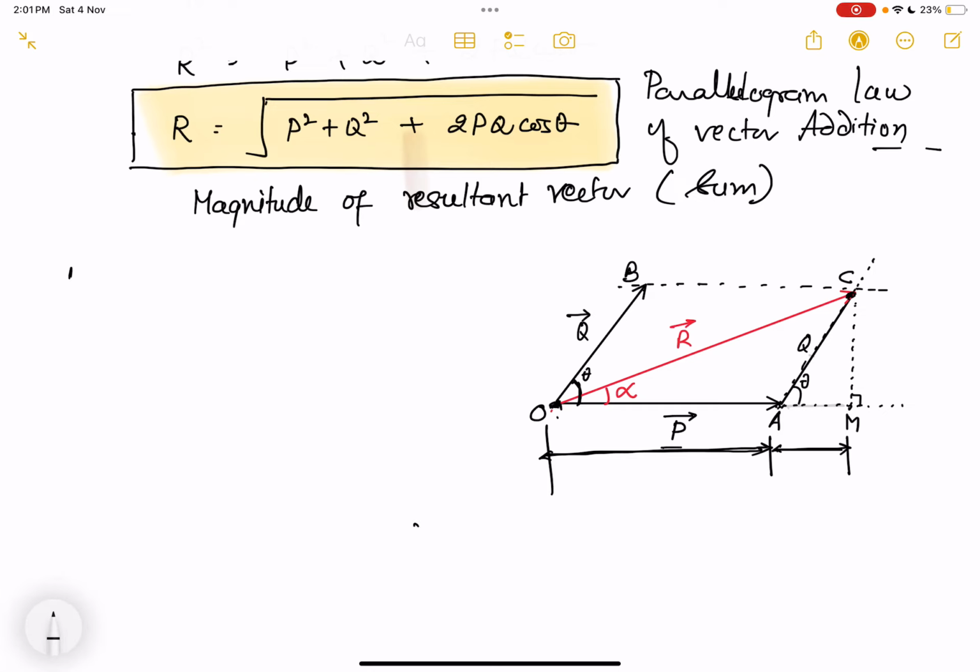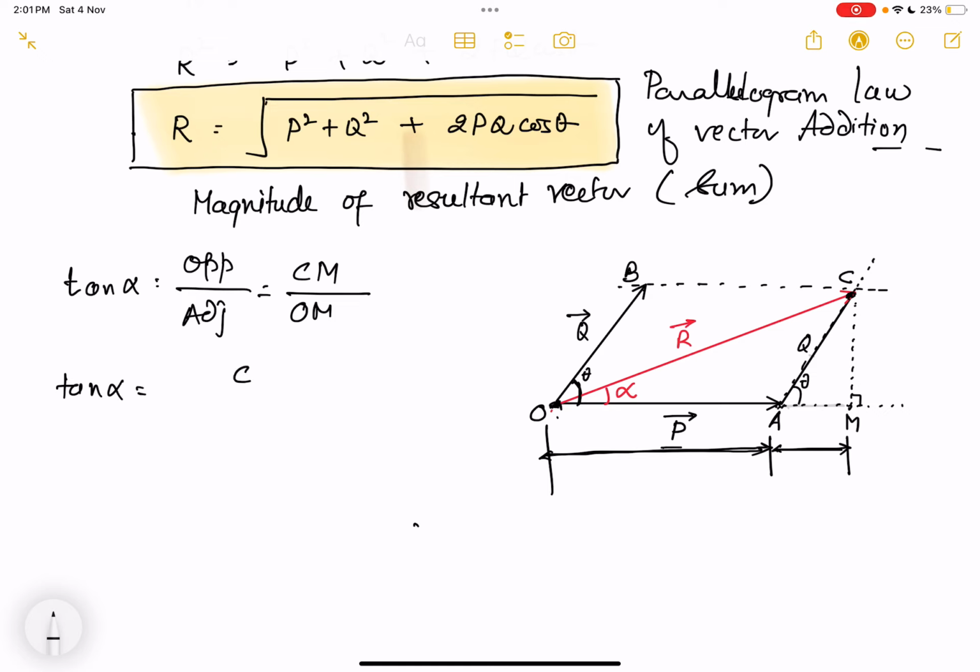We now write down tan alpha. What is tan alpha? Opposite upon adjacent. So in this diagram, what is opposite? CM. And what is adjacent? OM. So tan alpha now can be written as, what is CM?